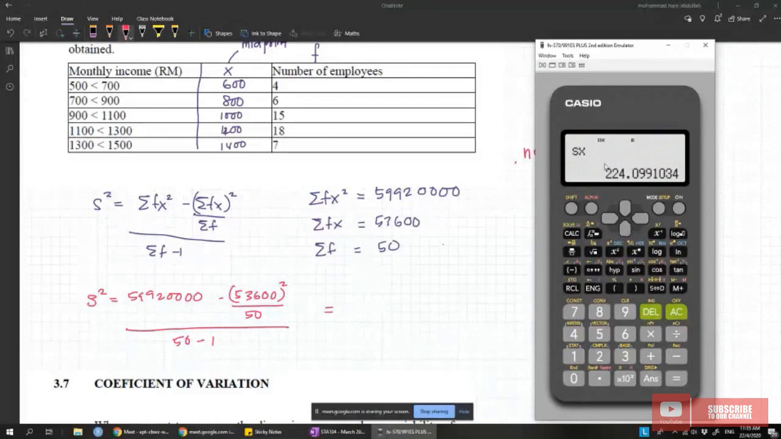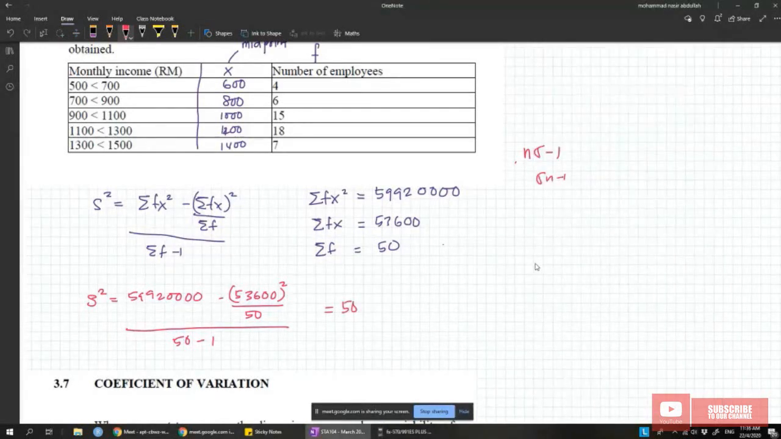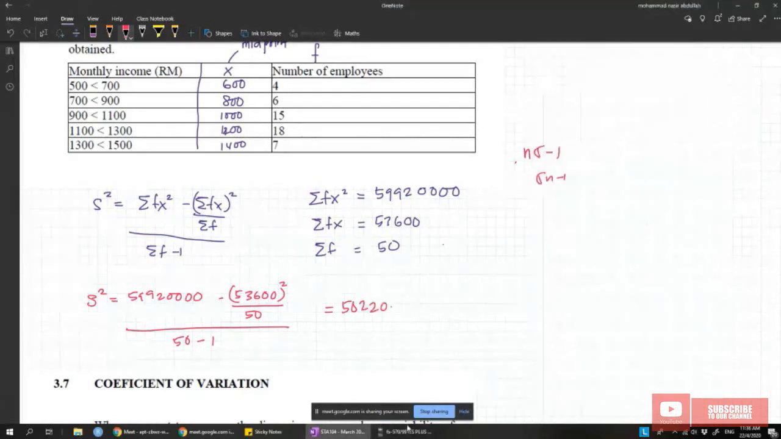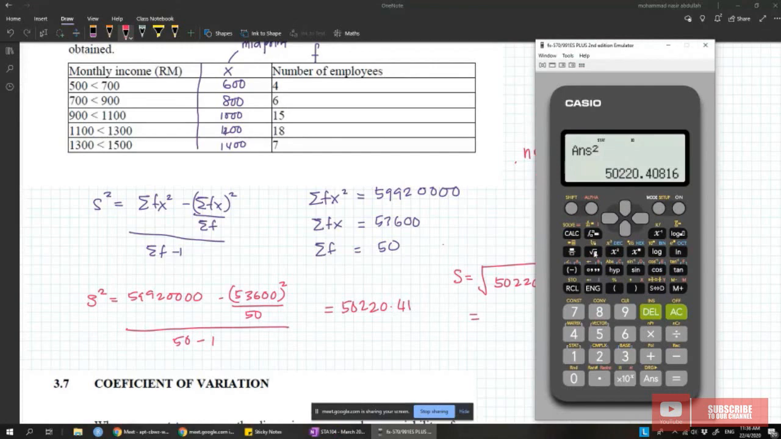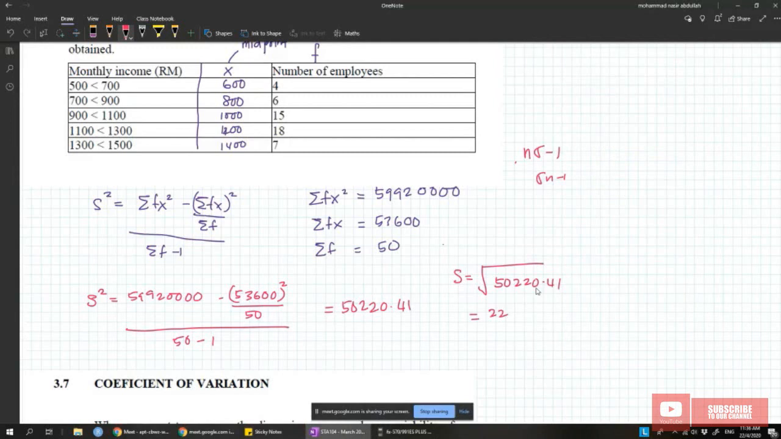So remember, this is not the variance. This is the standard deviation. So you need to square this one. So you will get 50,220.41. Right. So to find the standard deviation, it's just the square root of 50220.41, equal to 224.10.